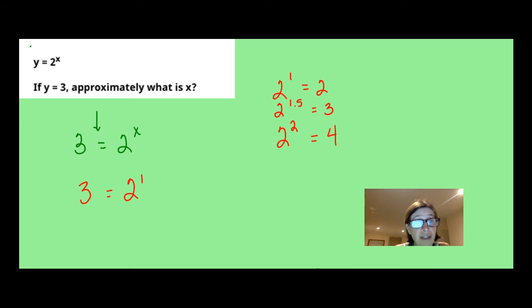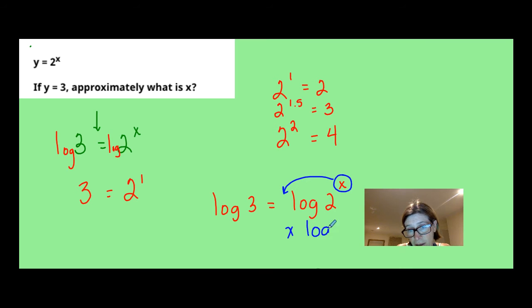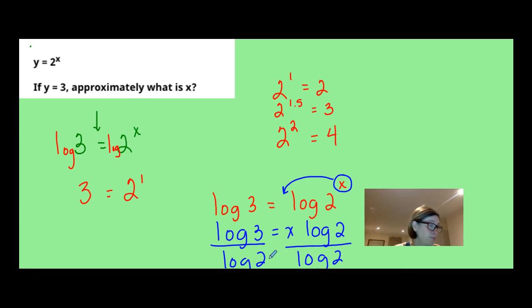Now, you could solve this using a log equation. Remember, the inverse of an exponential function is a log function. So we could take the log of both sides, getting log 3 equals log 2 raised to the x. We could bring that exponent to the front and get x log 2 equals log 3. And then we could solve for x by dividing by log 2. Now this would be where we'd grab our calculator and do log 3 divided by log 2, and we would get 1.58. So you can see that we were really, really close.